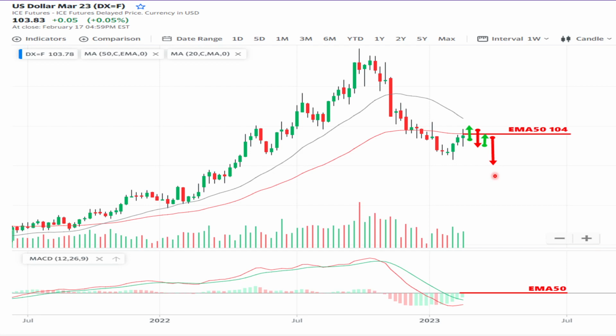100%. This is the weekly chart you guys are looking at. It's too far down. You haven't even created the higher low notch yet. 100% you will fail. Dixie is going lower. There is no threat for the dollar.